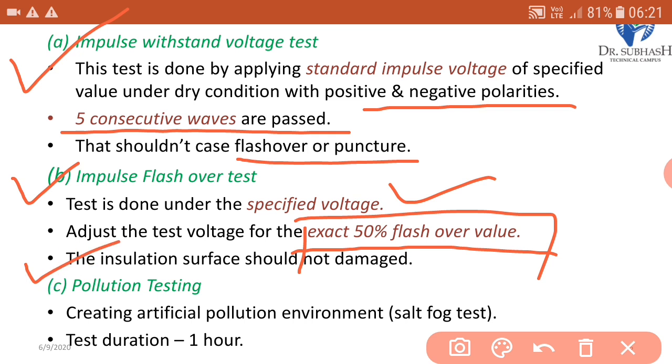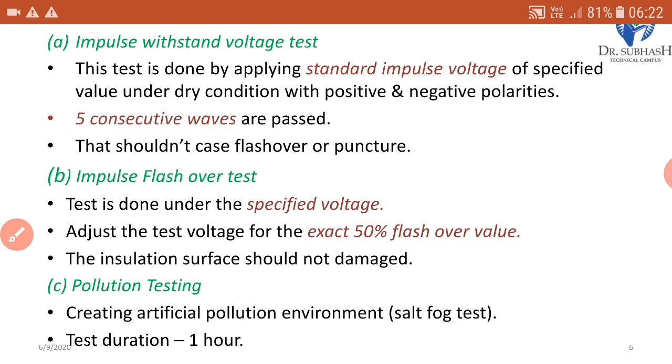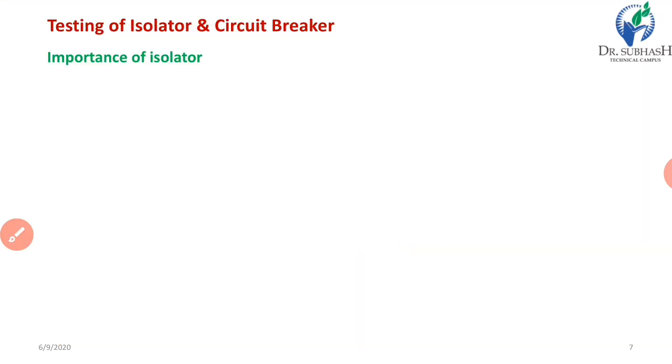Next one is pollution testing. Creating artificial pollution environment, salt and fog test. Sometimes it is called salt fog test. So by creating artificial pollution environment, we can do this test, and the duration of test is 1 hour. So this way we can do the testing of insulator.